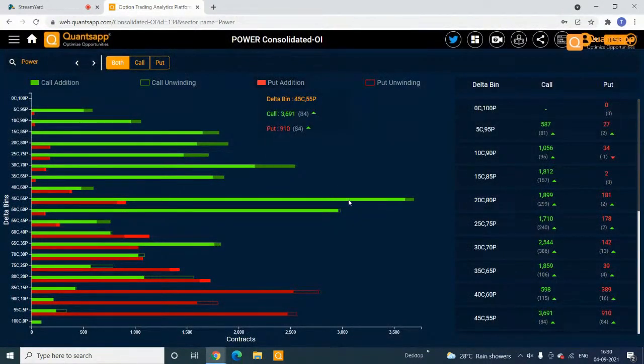So look at power. You have your 45 call, you have 3700, the 3691 plus 84. So this is still dominating. So still we have congestion playing out here.